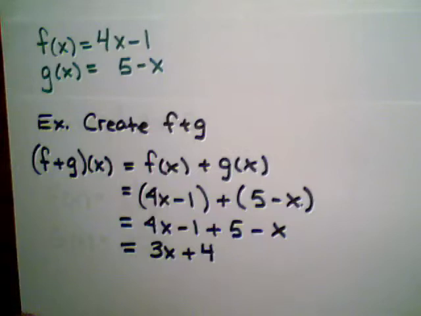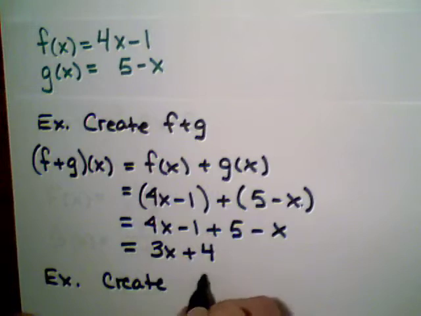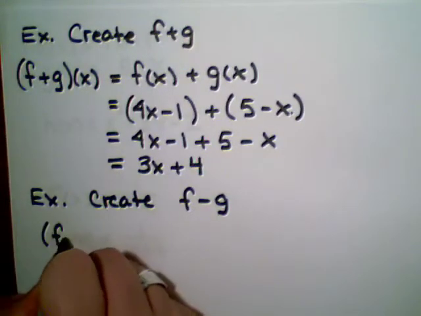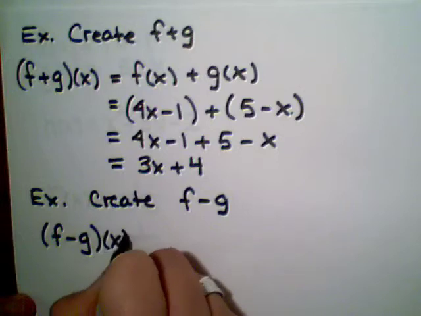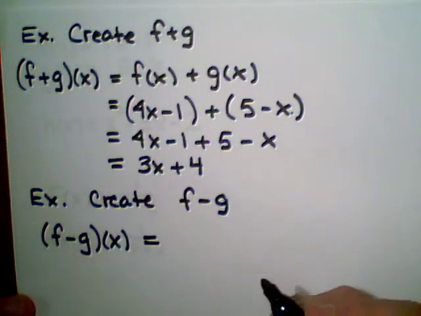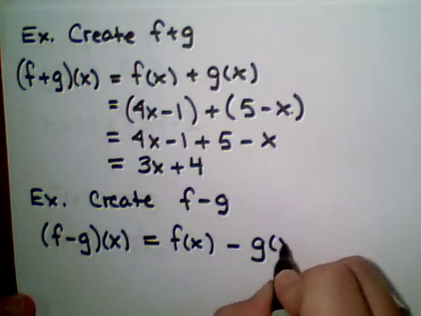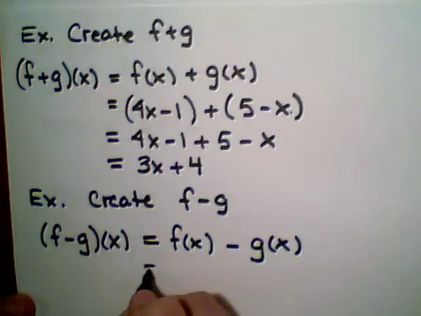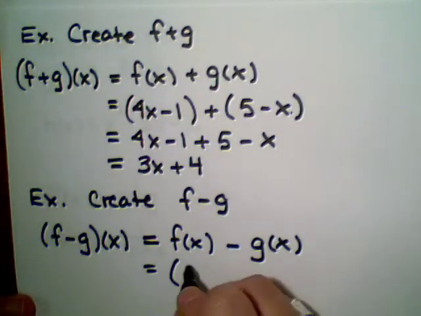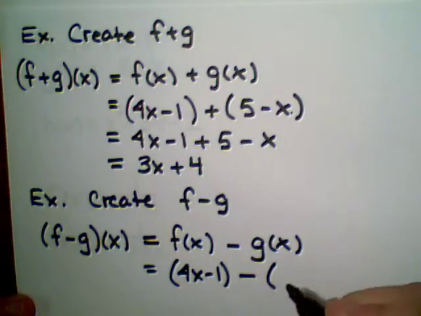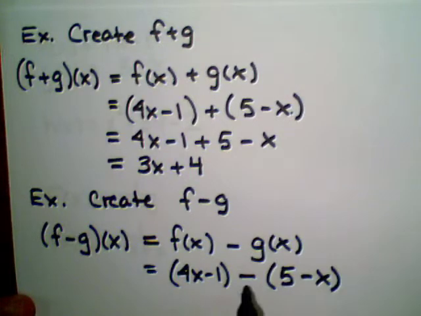Okay, let's continue by creating the difference function f minus g. Well, similarly, the outputs of this new function can be created from the outputs of the old functions, starting with output f, and then we'll subtract the output of g. If you recall, f was a linear function, 4x minus 1. G of x was a linear function, 5 minus x, and this time we're going to subtract.